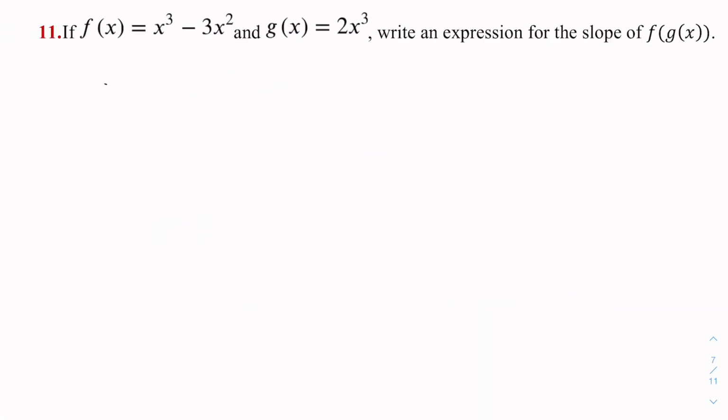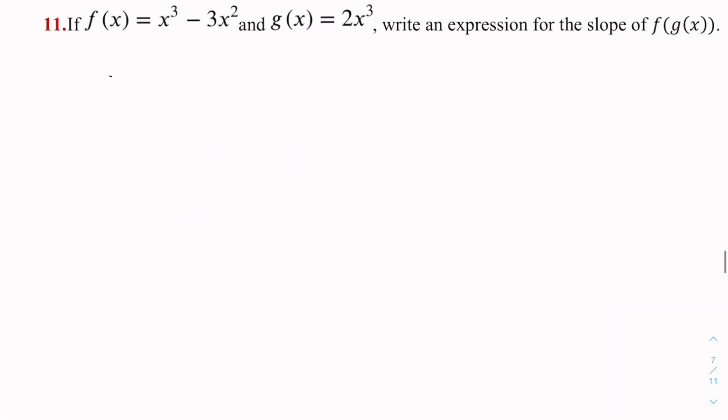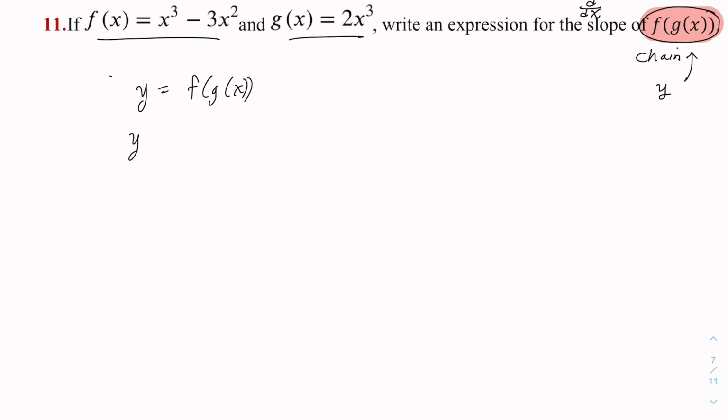So number 11 says, find an expression for the slope of f of g of x given our f and g functions. We're finding the expression for the slope, then we're finding the derivative, and notice we'll be applying the chain rule. So as we've done before for somewhat complicated expressions, let's label this guy y. So y equals f of g of x. Therefore, when we take the derivative, we can have a left-hand side and a right-hand side. Y prime will equal derivative of the outside, inside guy stays the same, times the derivative of the inside.